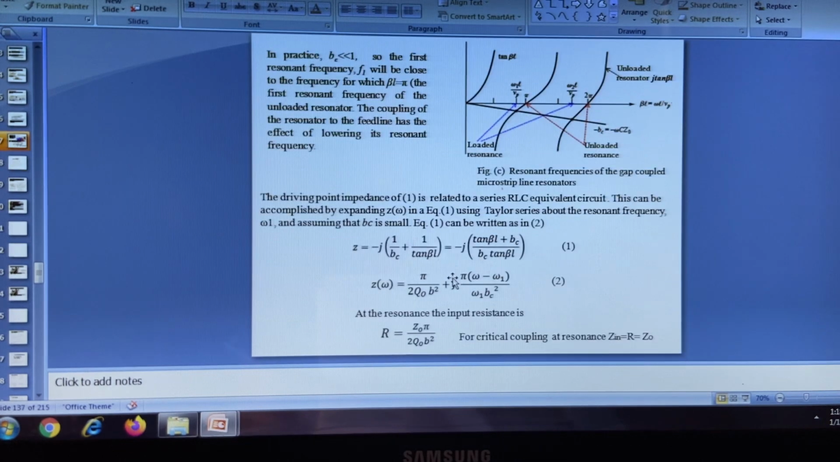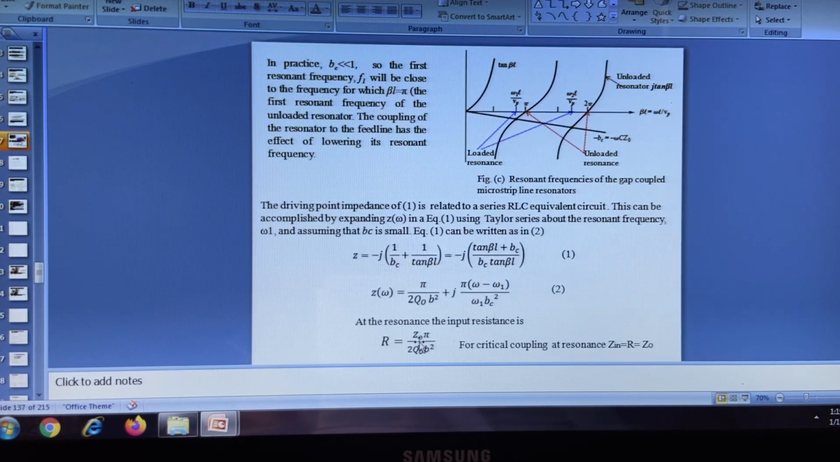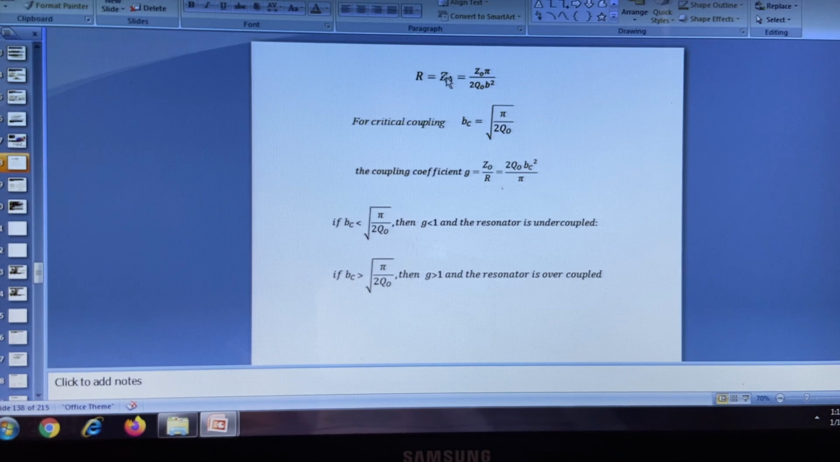What we need in the resonators is that this driving point impedance Z must be equal to the characteristic impedance. So at the resonant frequency, if you want maximum power transfer to this part of the circuit, this Z must be equal to this Z naught. So at the resonant frequency, we have Z is equal to this, that is R is equal to this. This must be equal to the characteristic impedance of the transmission line. So using this equation, we can simplify: BC is equal to pi divided by 2 Q naught. So this is the equation, BC is equal to this.